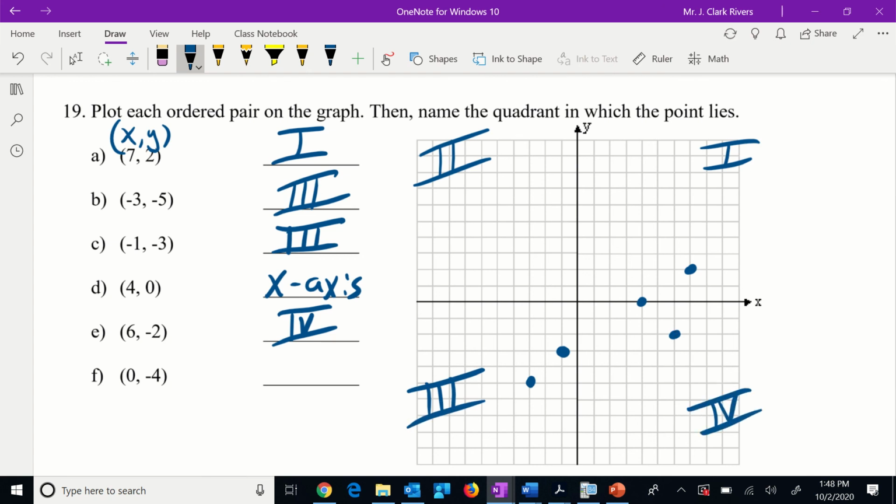0, -4, that's going to be from the origin. We just go down 4. 1, 2, 3, and 4. This is not in a quadrant. This is on the y-axis. Okay, so there you go.